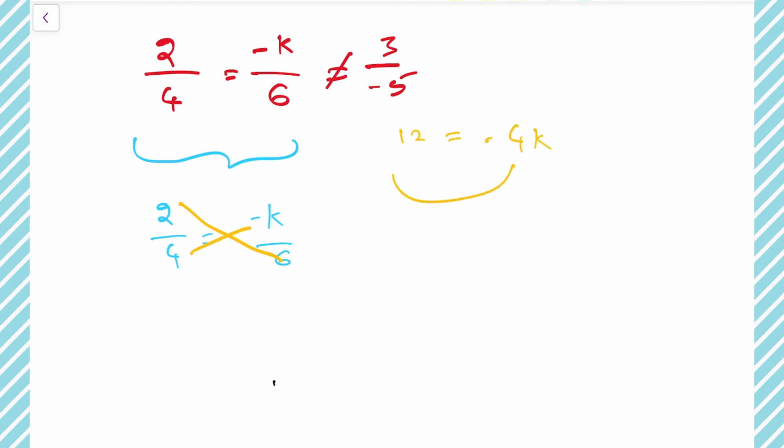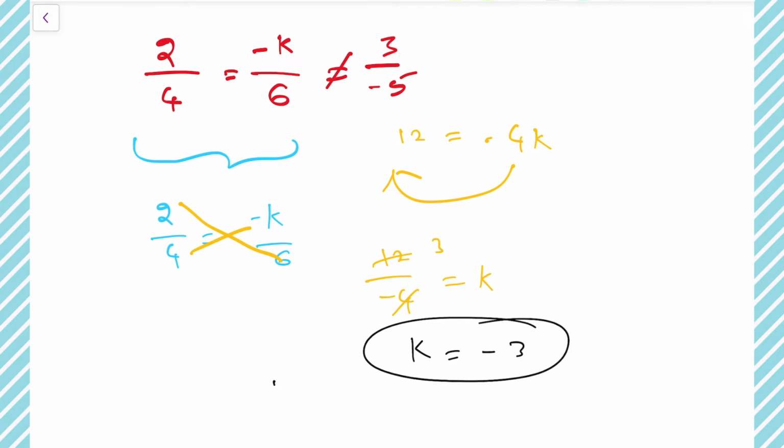So take minus 4 to the left side; here it is multiplication. If you take it to the other side it becomes division. 12 divided by minus 4 equals k. So 4 ones are 4, 4 threes are 12. Then the k value is minus 3. If the k value is minus 3, then these two equations will be having parallel lines.